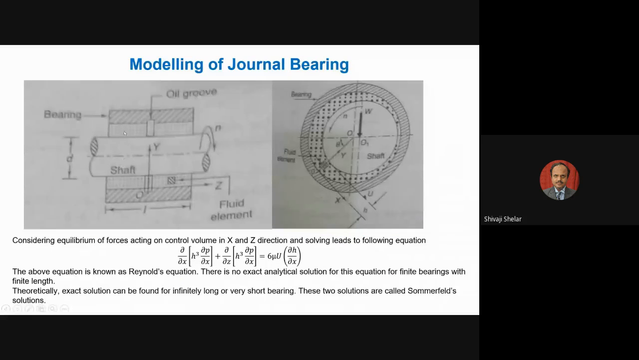Here, I have shown one journal bearing. This is the bearing surface, and at the center of the bearing surface, I have created an oil groove. So this is called a journal bearing with oil groove at the center.